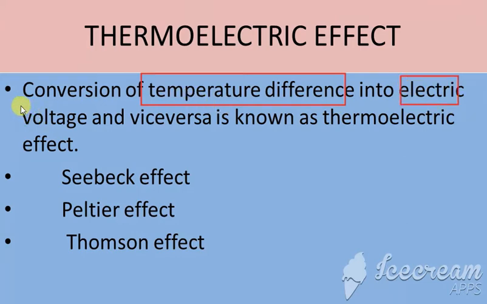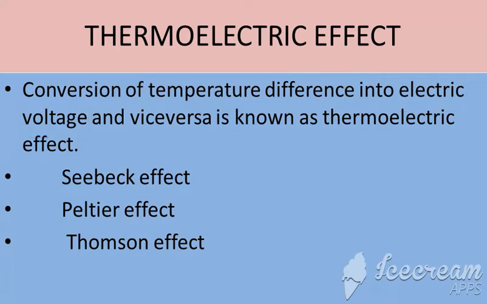So a temperature difference is converted into an electric voltage, and vice versa. Vice versa means an electrical voltage can be converted into a temperature difference. So that is your thermoelectric effect. There are three types: Seebeck effect, Peltier effect and also Thomson effect. We'll see one by one what each is: Seebeck, Peltier and Thomson effect.